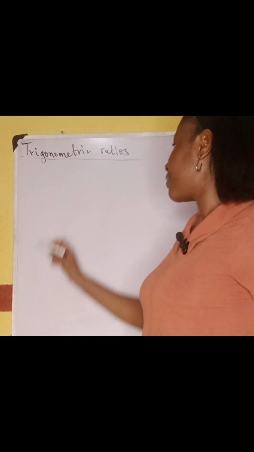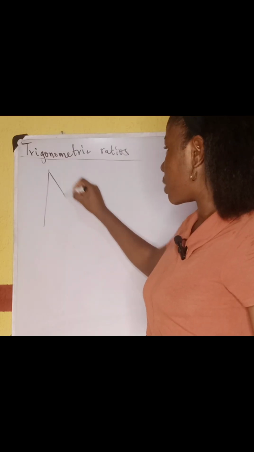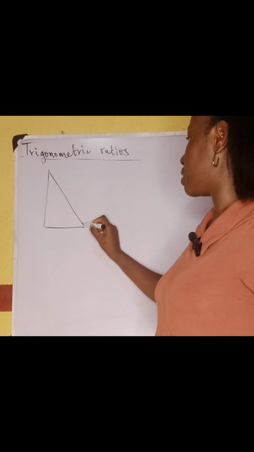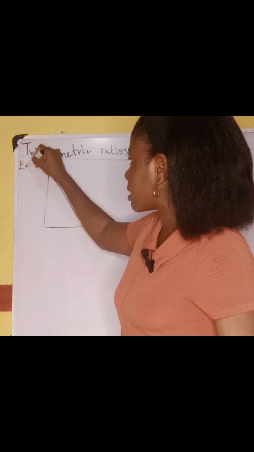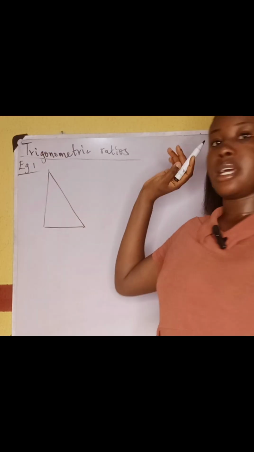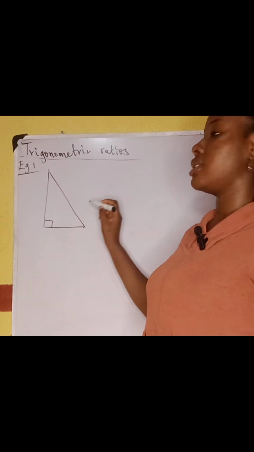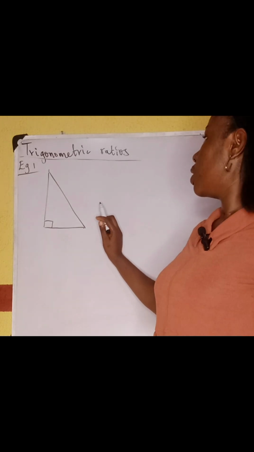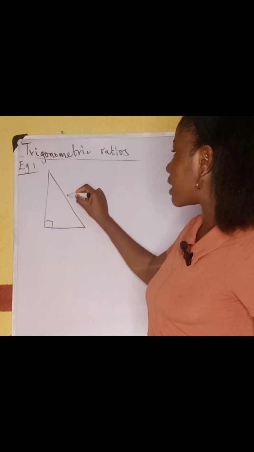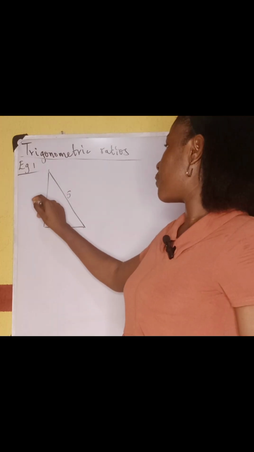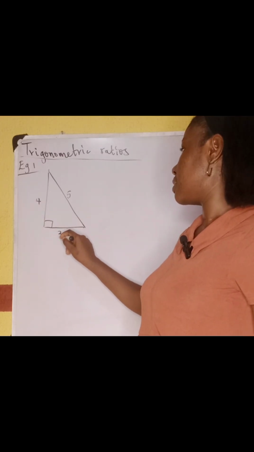And today we are having a triangle. We are solving examples actually. So we are doing our first example, example 1. And in this example we have a right angle triangle. And in this right angle triangle, this side is 5, this is 4, and this is 3.